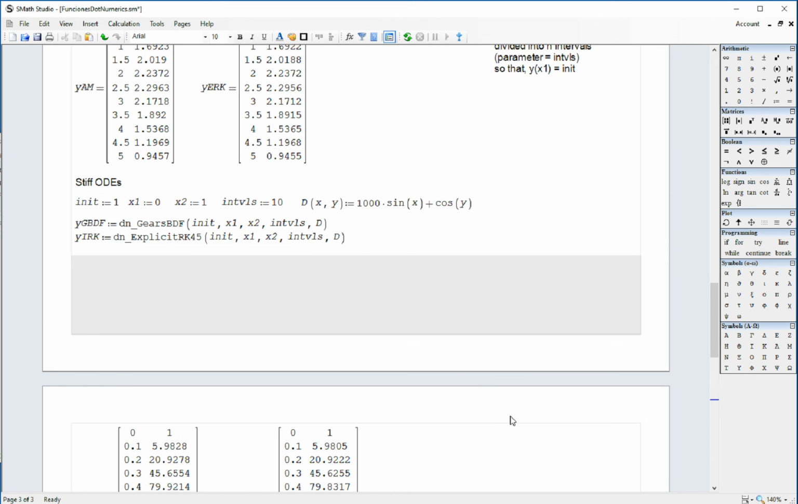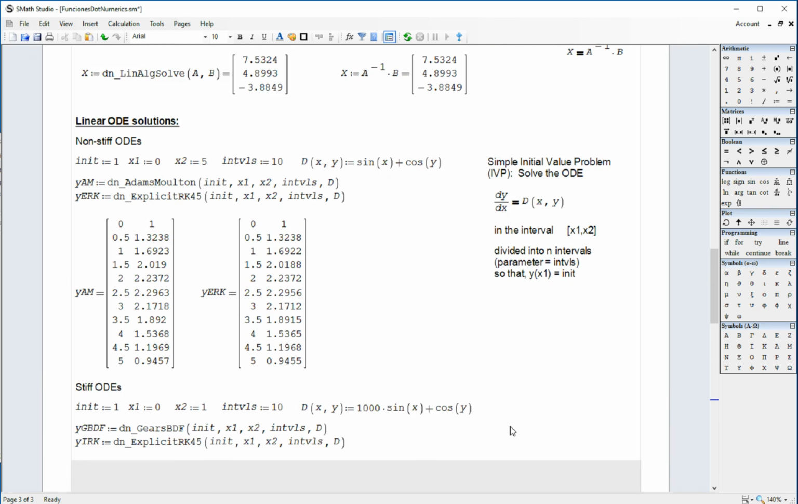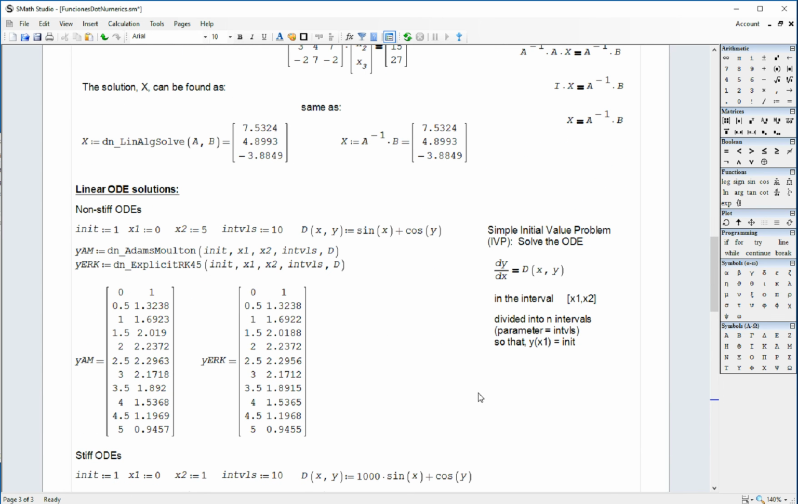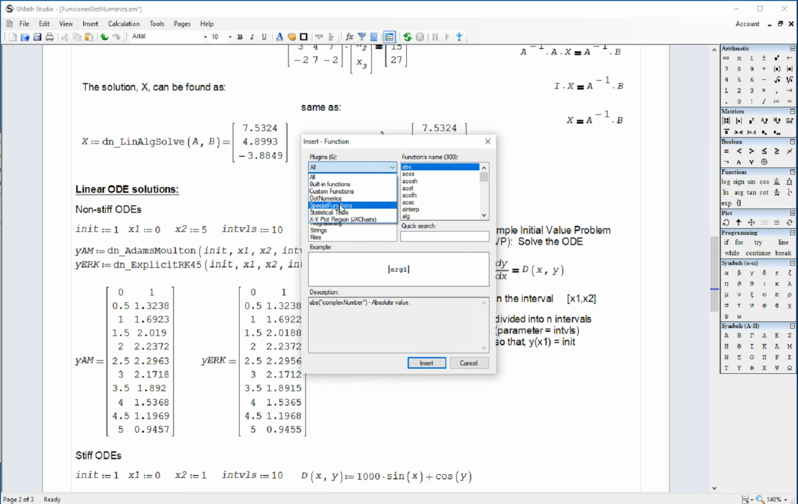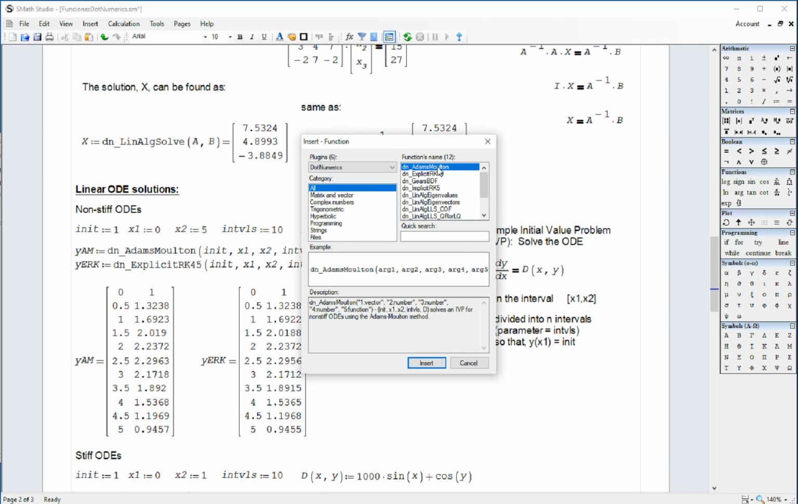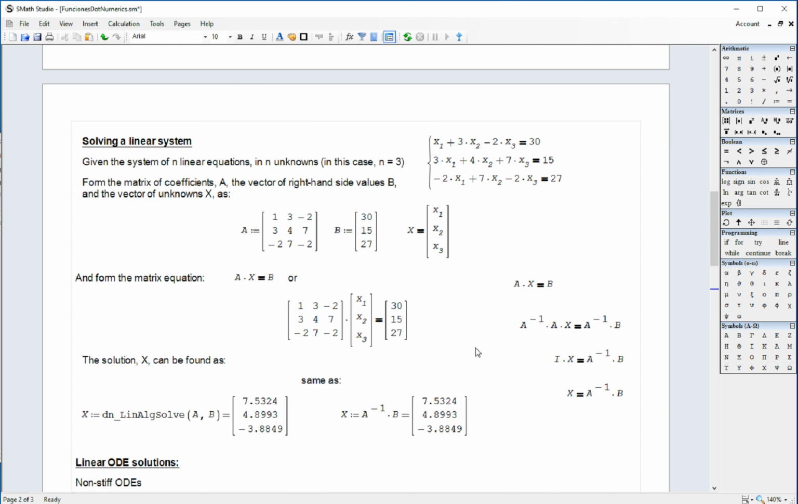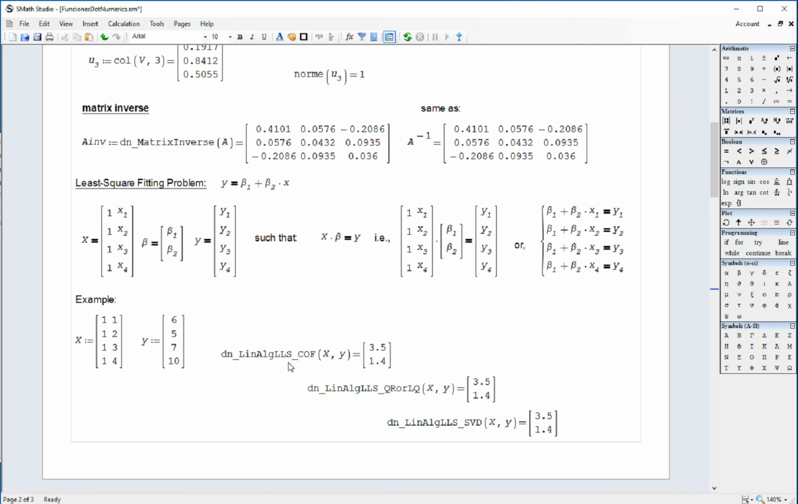I just want to show you the methods that are available. And if you want to look up the methods, go online and find the names referred to, which are presented in the listing of the functions for .numerics. And those will be Adams-Moulton, explicit Runge-Kutta of order 4-5, Gears BDF, implicit Runge-Kutta, and for linear algebra, you got eigenvalues, eigenvectors, and the other methods that were presented in the previous video. This way, we end this particular video.